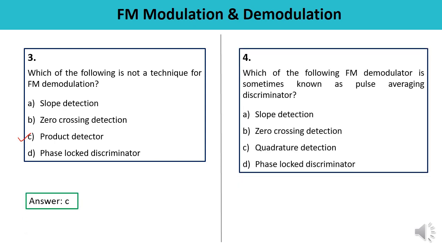Question number 4 is, which of the following FM demodulator is sometimes known as pulse averaging discriminator? Slope detection, zero crossing detection, quadrature detection and phase lock discriminator. Zero crossing detector is sometimes known as pulse averaging discriminator. It means the correct answer is B. Correct one.